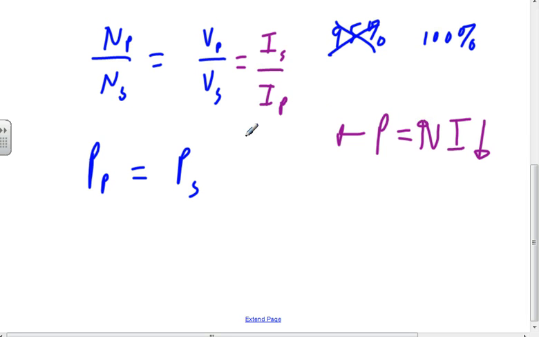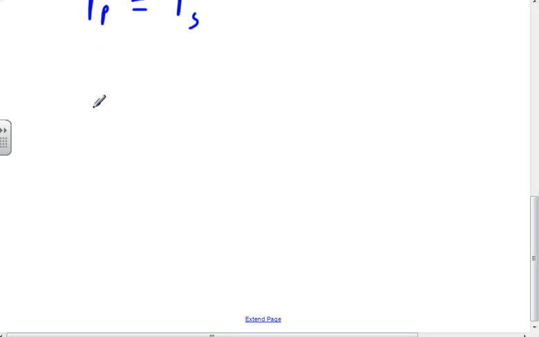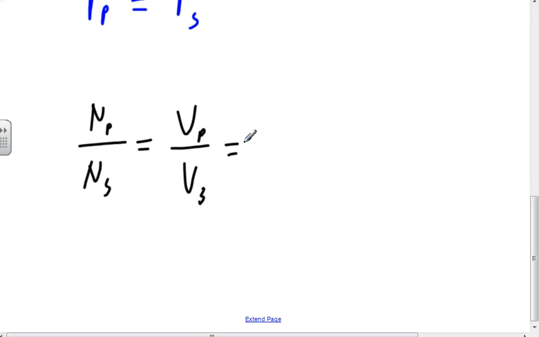A transformer that transforms the voltage downward would give me more current, potentially. Okay, so we're going to write that over again. Turns primary to turns secondary is equal to voltage primary to voltage secondary, which is equal to current secondary to current primary.